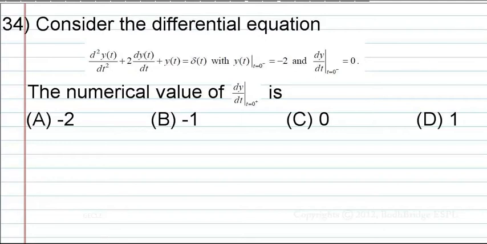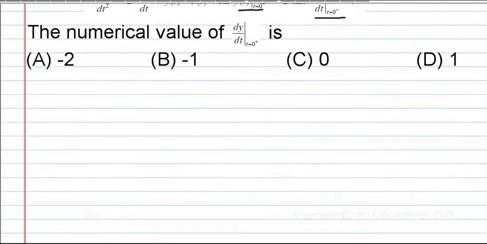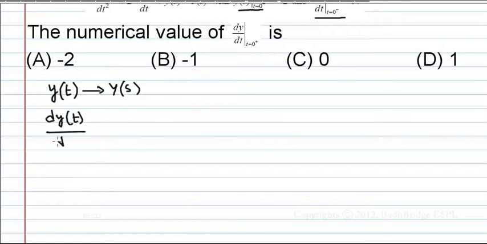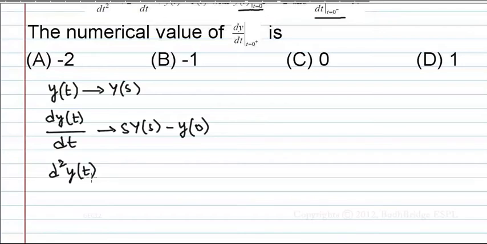Clearly this question is based on unilateral Laplace transform since the initial conditions are given. Now you should understand what is unilateral Laplace transform. For normal Laplace transform, y of t has y of s and dy by dt has s times y of s, right? But in unilateral Laplace transform we have minus y of 0. You need not understand the proofs of how it came, but these results are very important.